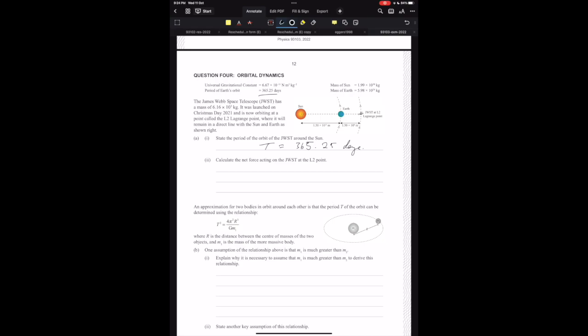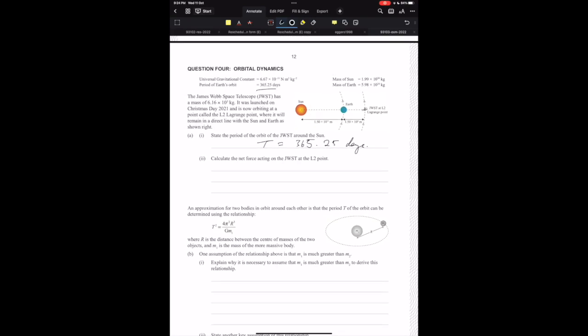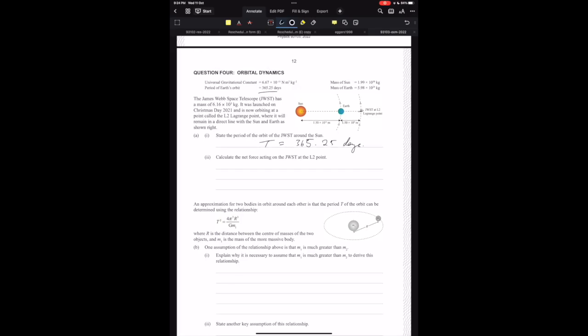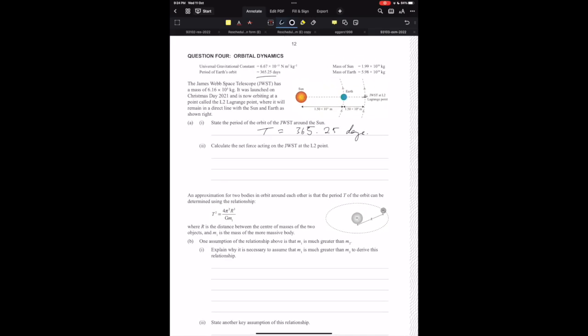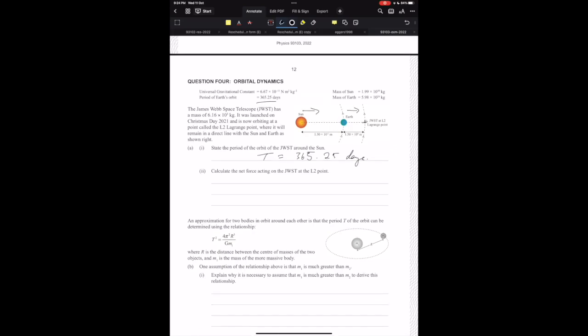Okay, and then part 2 says calculate the net force acting on the JWST at the L2 point. So to do this, we can just look at the gravitational forces. The Sun is exerting a gravitational force, and so is the Earth. So we can consider them individually, but basically the total force that the JWST would experience is the sum of these two.